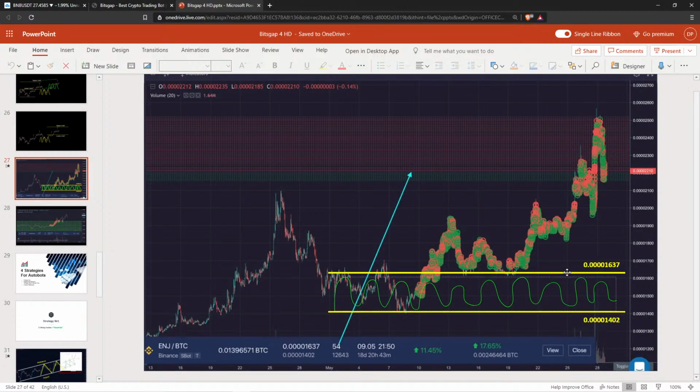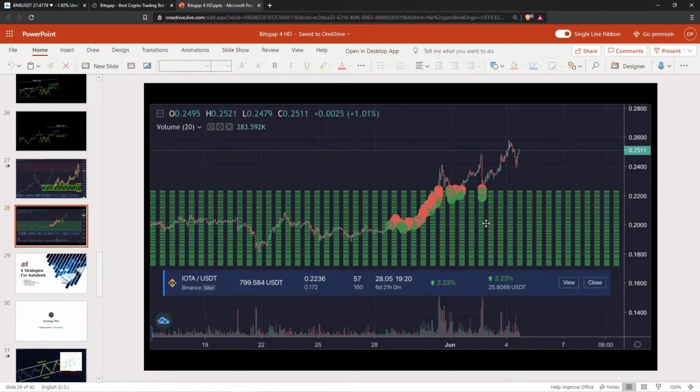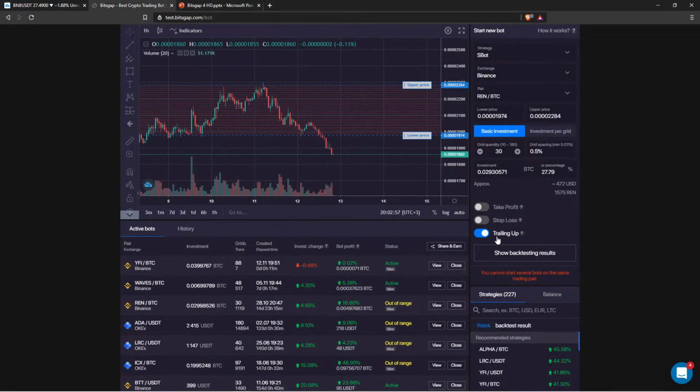So here's the example. The initial trading range was defined by these levels. The price breached the upper limit price, and now my trading range is over here. That's because I have an instrument called trailing up on. So that's enabled here. And here's the example of my trading configuration without a trailing up instrument. When you have it on like this, the configuration will follow the market rise. When you have it switched off, then in this case it will not follow the market rise.